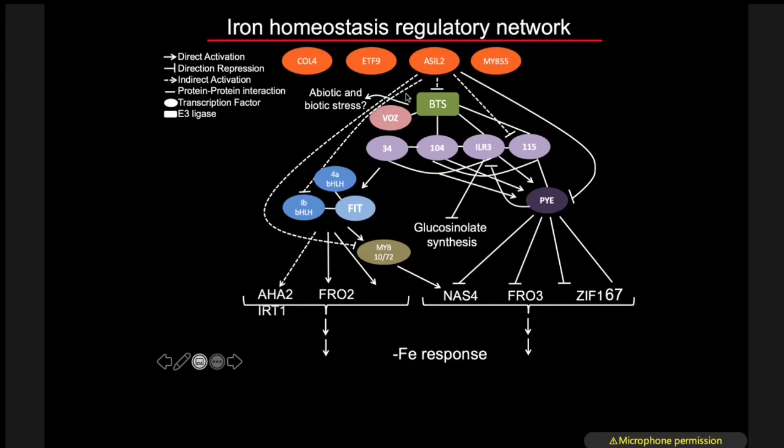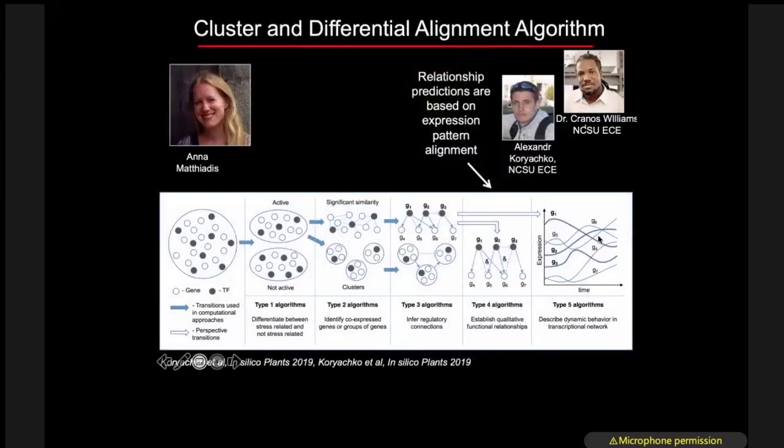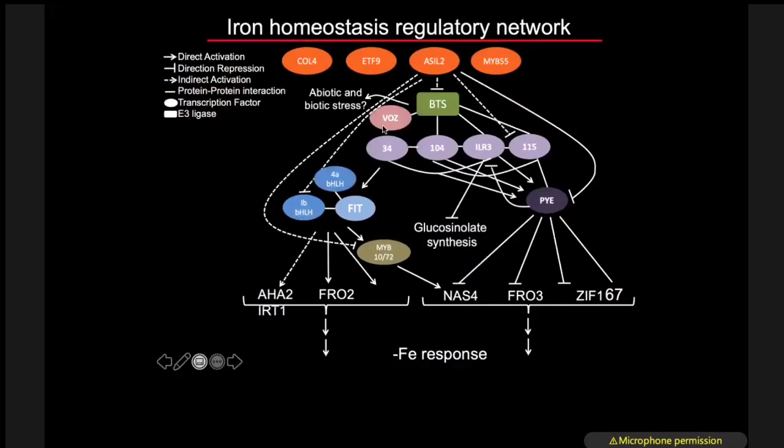And using this information, we could then go back and create a type 5 algorithm where we could begin to describe the dynamic behavior of this network. And based upon this approach, we were able to make predictions about what would happen if you would have not single mutations, but higher order mutations between some of these genes and make predictions about how some of these higher order mutations would behave.